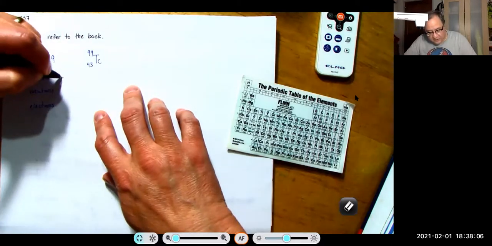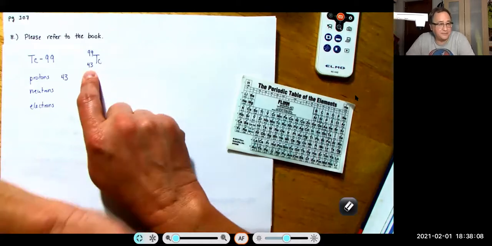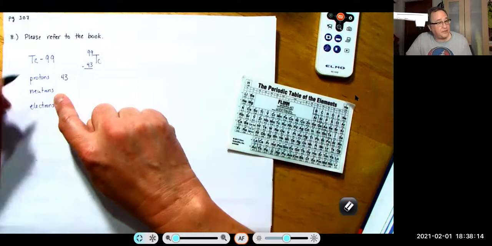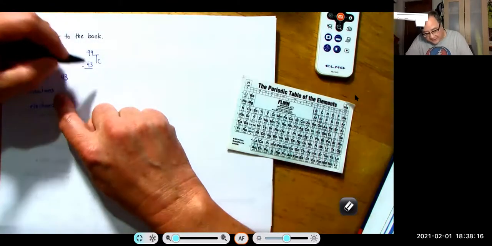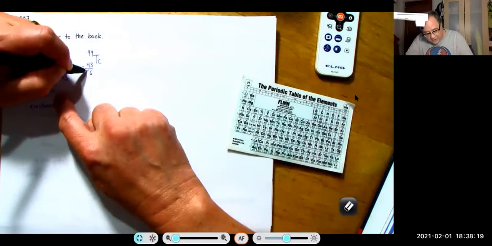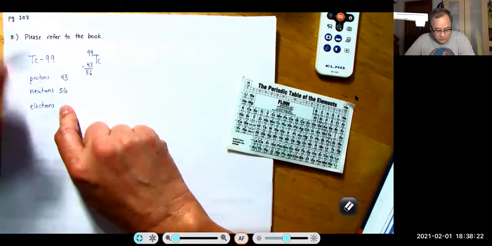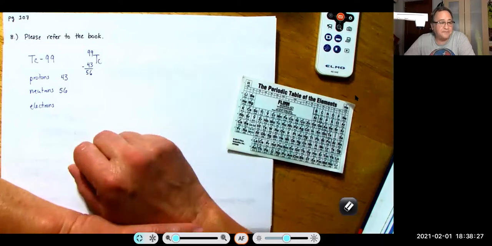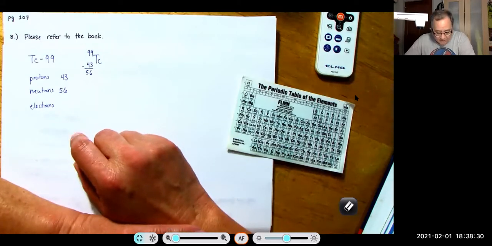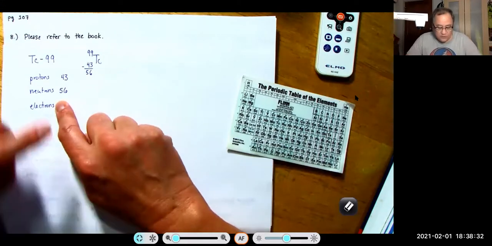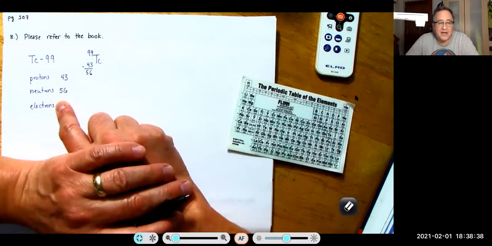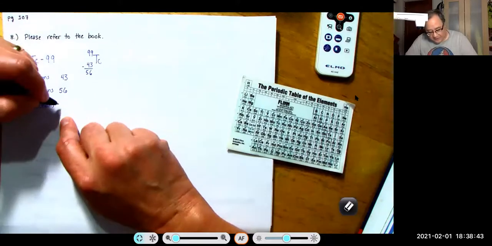Okay, so this guy has 43 protons. That's the atomic number. How many neutrons? Well, I can do a little subtraction here to figure out how many neutrons. 9 minus 3 is 6. 9 minus 4 is 5. So there's 56 neutrons. Now, if this guy is going to be neutral because we're talking about a neutral atom, how many electrons does it have to have? Well, with 43 protons, each with a +1 charge, the total charge on this guy would be positive 43. So to make it neutral, we're going to have 43 electrons.